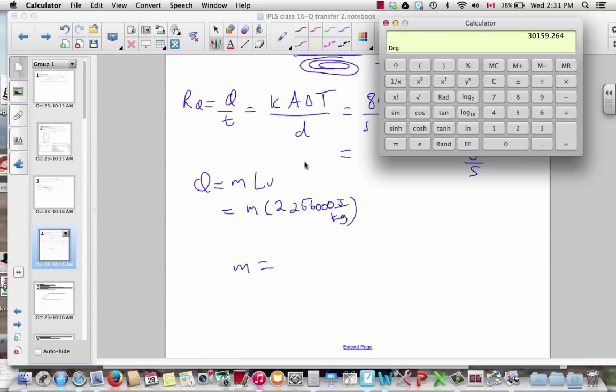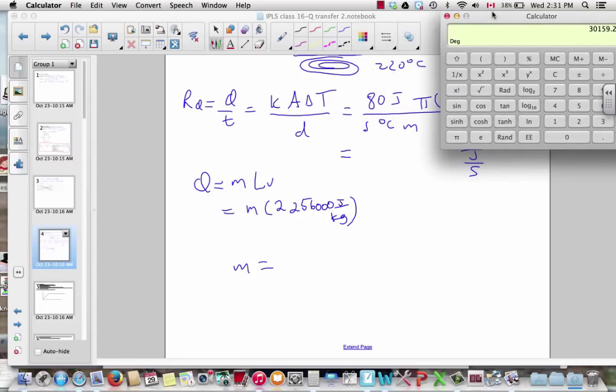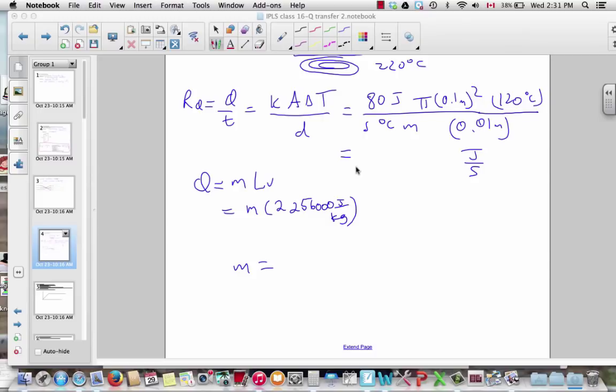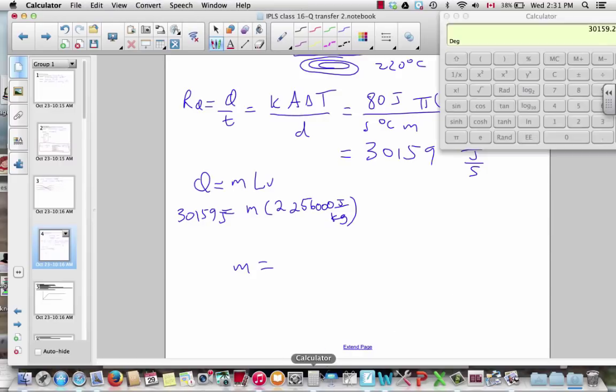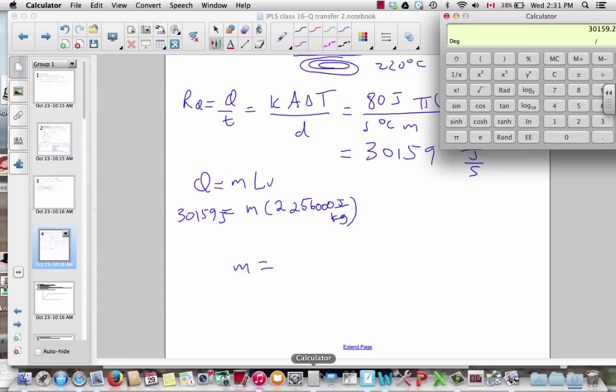So we see that the amount of thermal energy transfer is 30,159 joules each second. So in 1 second, it's 30,159 joules. We divide by the latent heat, and then this will tell us, converting from joules per second into kilograms per second, it's 0.013, or it's 13.3 grams per second.